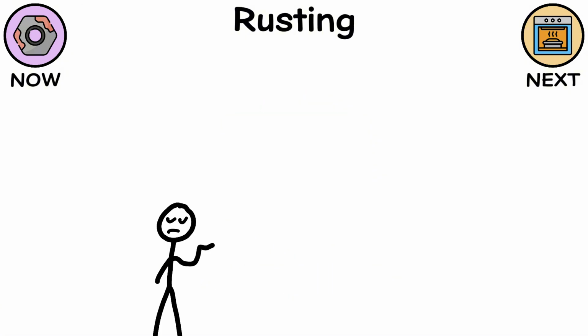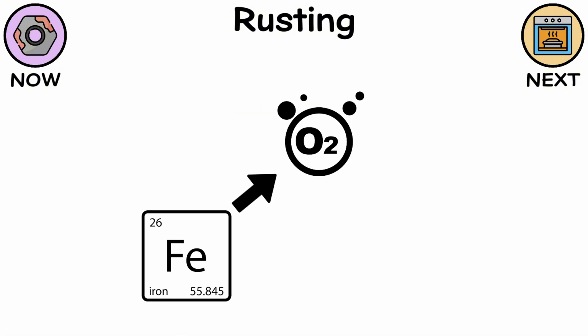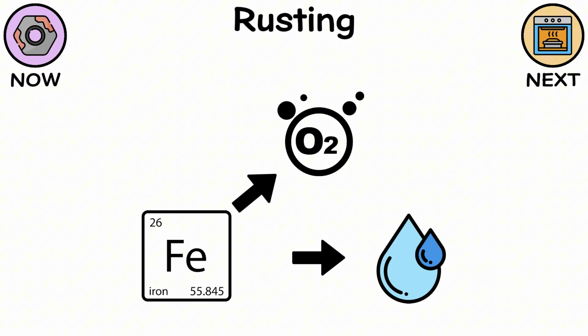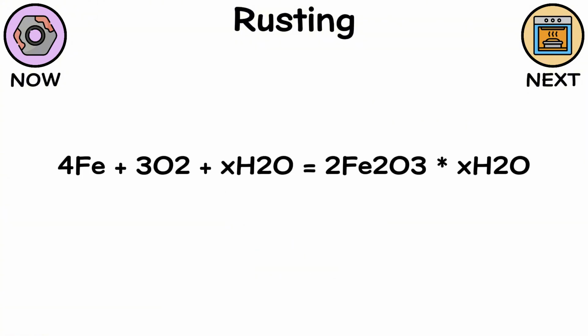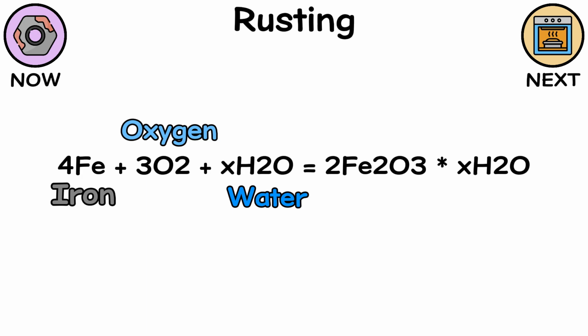Here's what's really happening. Iron in the metal reacts with oxygen from the air and water from rain. This produces iron oxide, the reddish-brown stuff we call rust. The reaction looks like this. To be more specific, this is iron, oxygen, water, and this is rust.